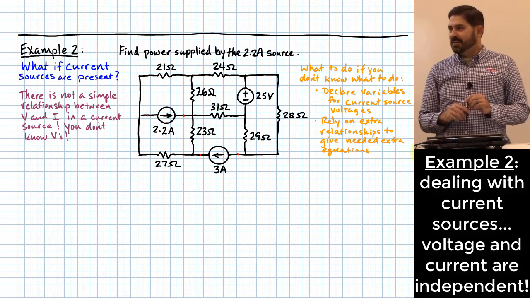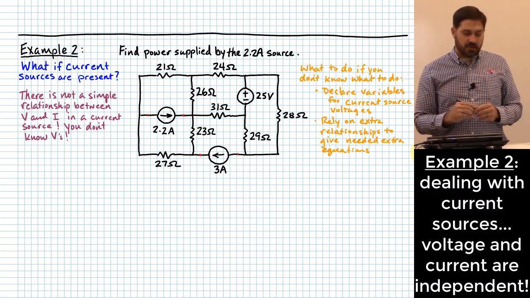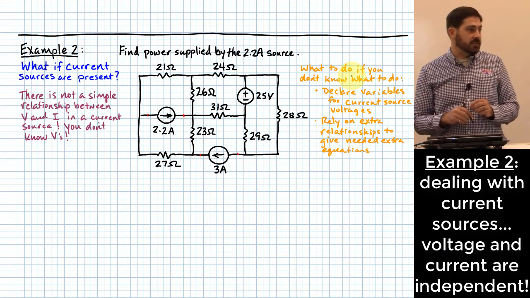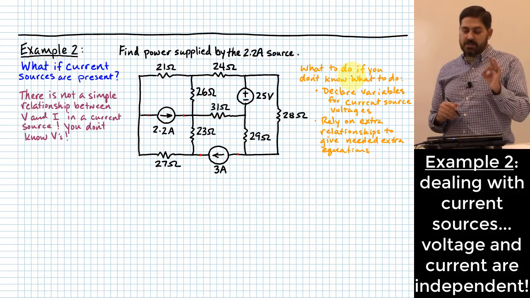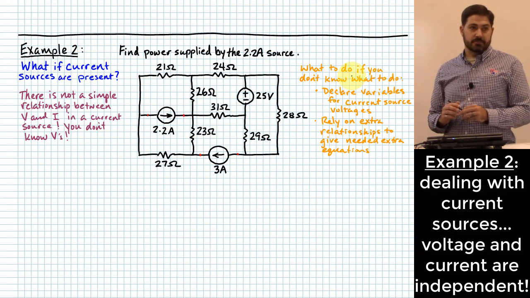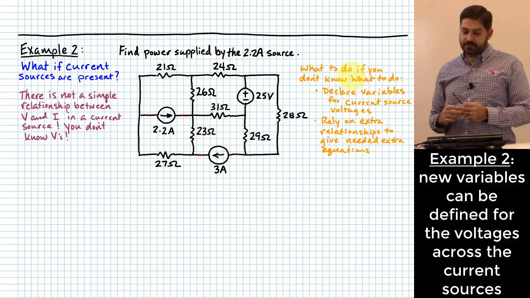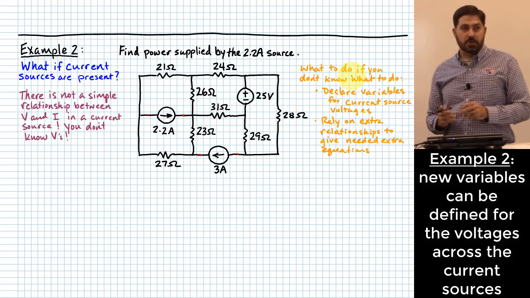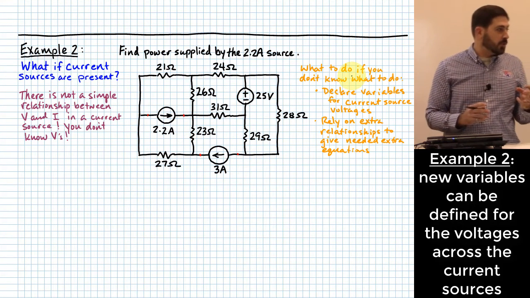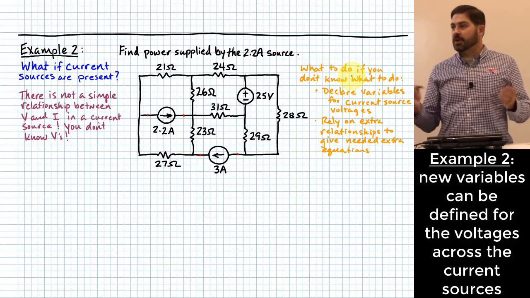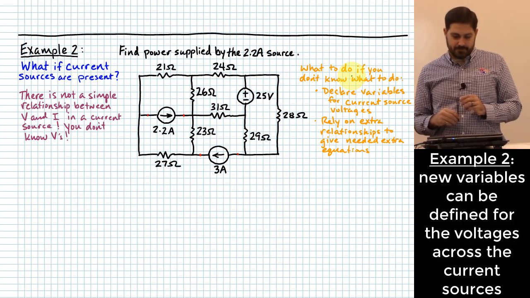Does that make sense? So that's kind of the nature of this question in orange that I have over here. What do you do if you don't know what to do with a question like this? The essential problem is that we don't know the voltages across the current sources. So what should we do? I have it written up there. Declare variables for the current source voltages, because the essential problem is we don't know what those voltages are. So let's just say, well, okay, we don't know what they are. Let's make a variable to describe them, right?